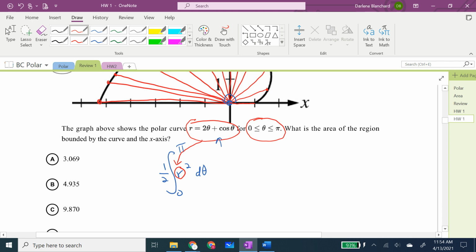Now, it helps to actually be thinking about, how do you think they're going to try and trick you? How do you guys think they will try to trick you?